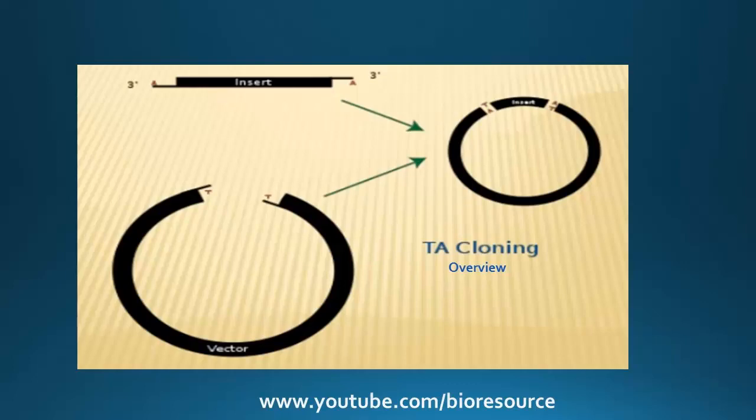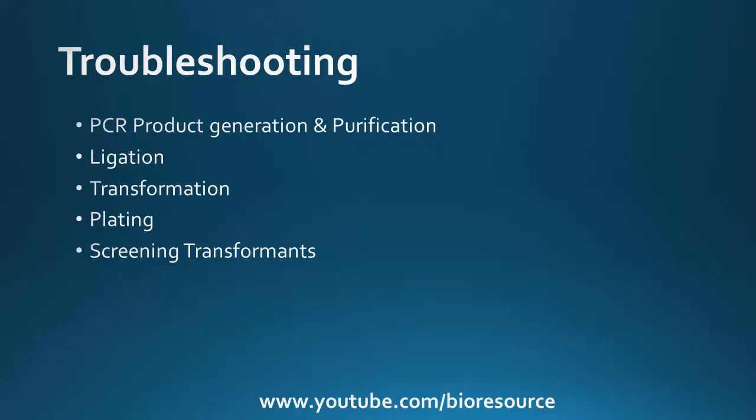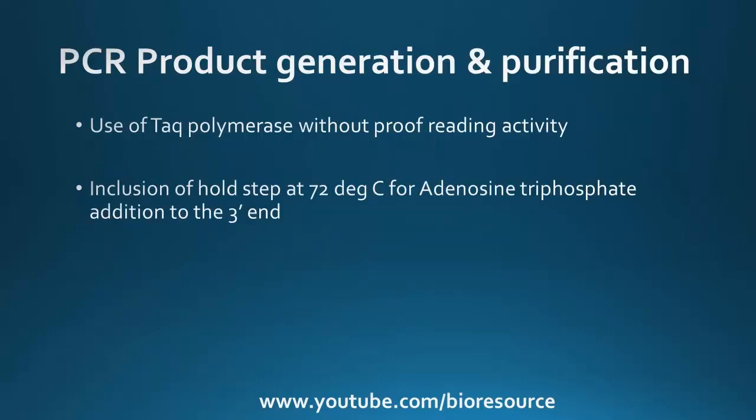Here we will be discussing mainly the troubleshooting tips for TA cloning. So for TA cloning, you have done PCR product generation, vector ligation, transformation, plating with selection markers and all, but you did not get any colonies, or you got colonies with no desired product. So what could have gone wrong in your cloning experiment? We will look into each step in the cloning procedure in detail. First, let's see the possible issues that can come up in the PCR product generation part.